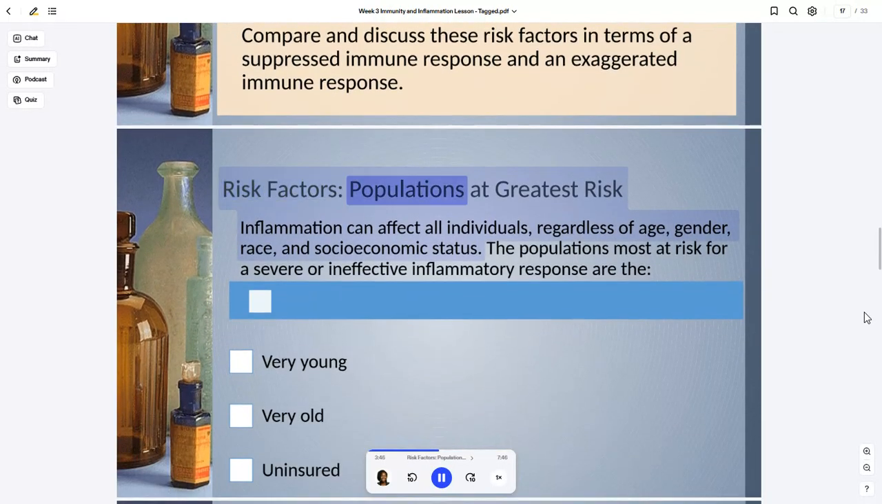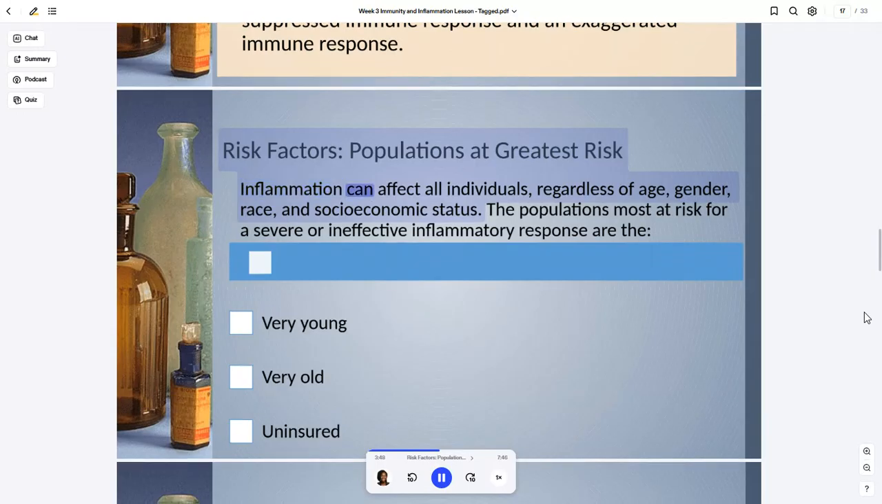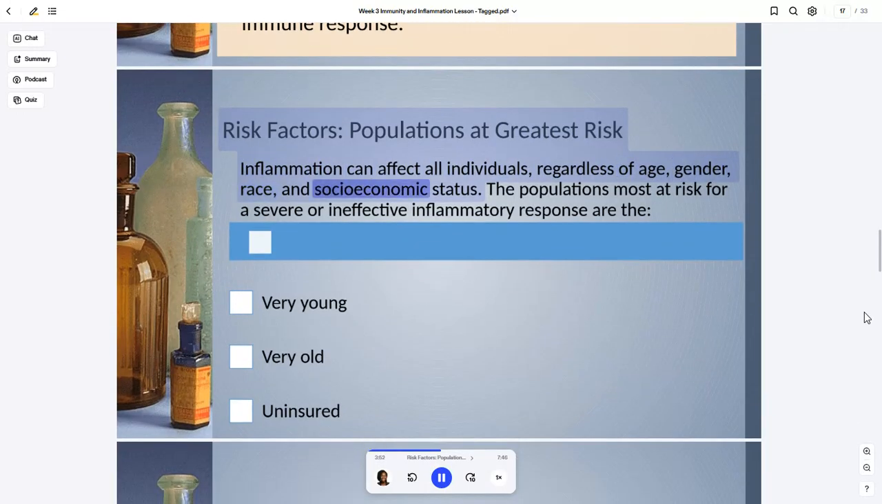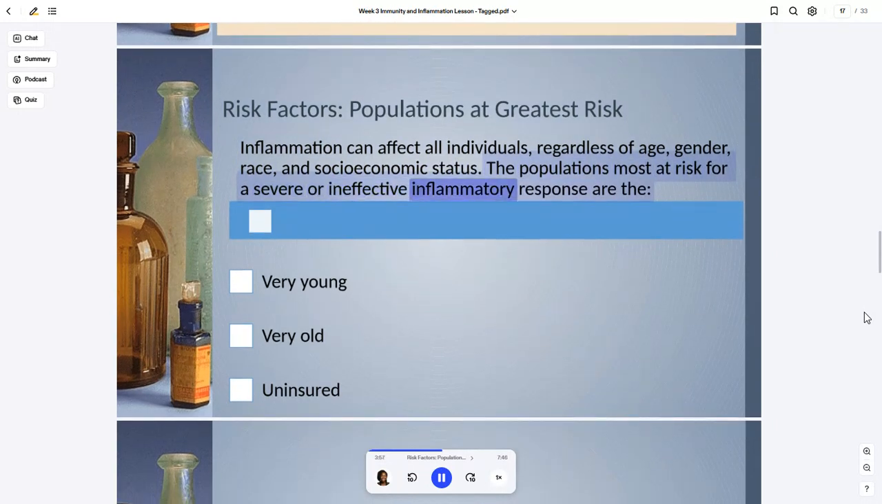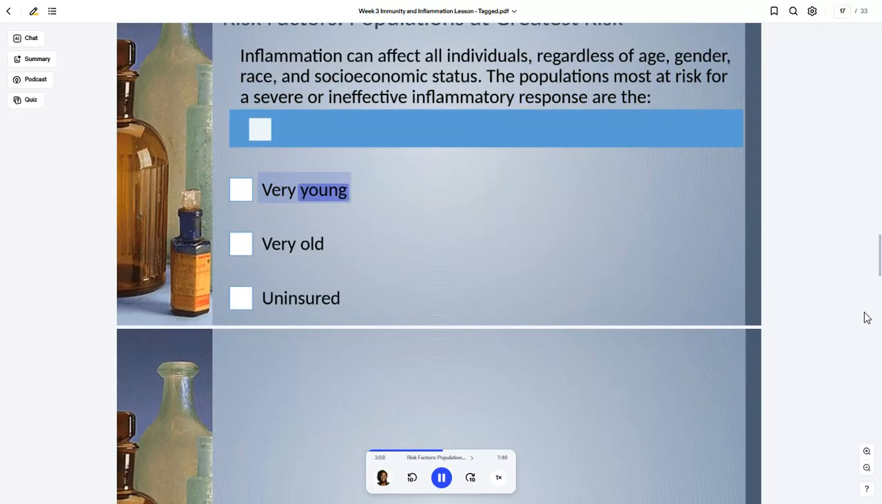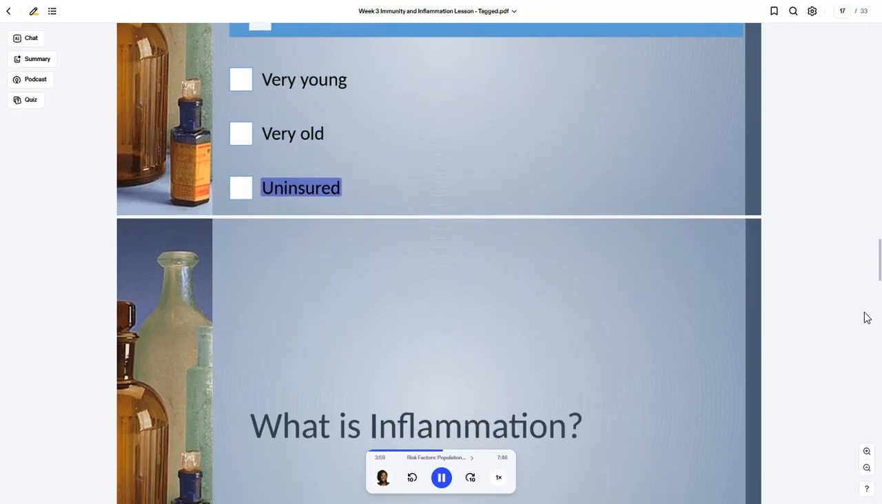Risk factors: populations at greatest risk. Inflammation can affect all individuals, regardless of age, gender, race, and socioeconomic status. The populations most at risk for a severe or ineffective inflammatory response are the very young, very old, uninsured.